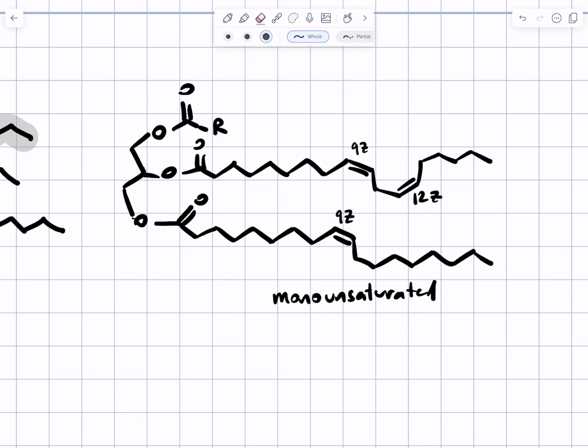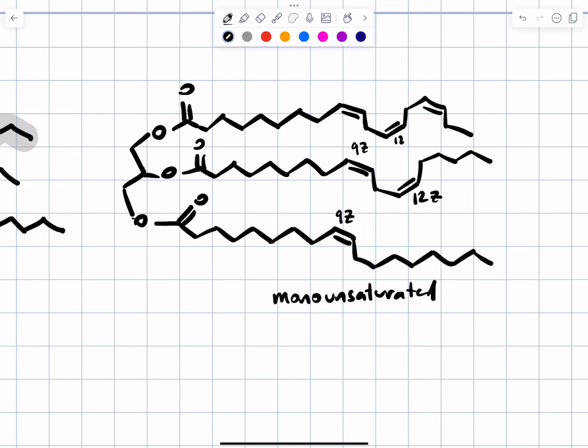And then there's a version that would have 3 double bonds. So 1, 2, 3, 4, 5, 6, 7, 8, 9. Cis double bond 10, 11, 12. Cis double bond 13, 14. Let's see. And the last one is 15, 16, 17, 18. Okay? So this is, I think, 9Z, 12Z, 15Z.